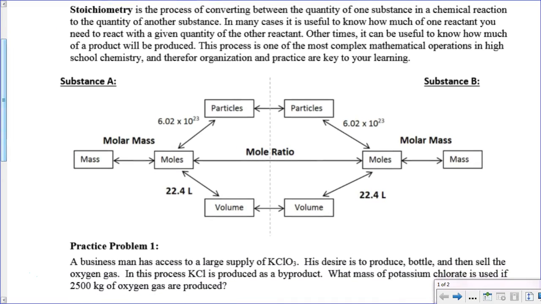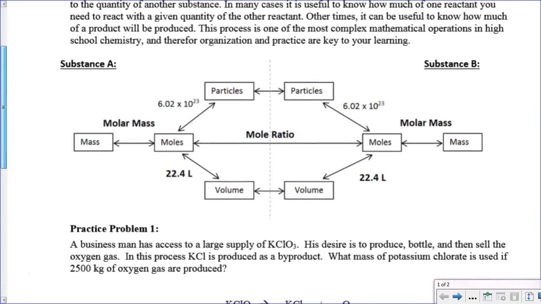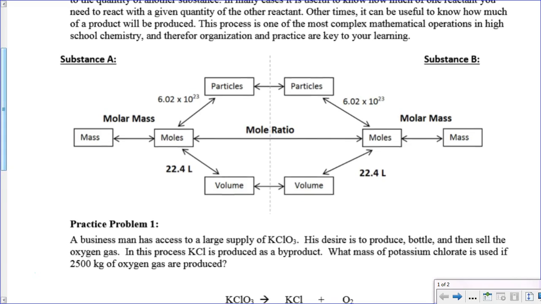What we have here for you is a map that shows you the path for conversions in these different problems. As it explains up at the top, stoichiometry is the process of going from talking about the quantity of one substance in a chemical reaction to talking about the quantity of another substance in a chemical reaction. What really changes this from the last unit is that we're talking about two different substances within one chemical reaction. In the last unit, we limited ourselves to talking about one substance. In this one, we'll be using the mole ratio to go between different substances.